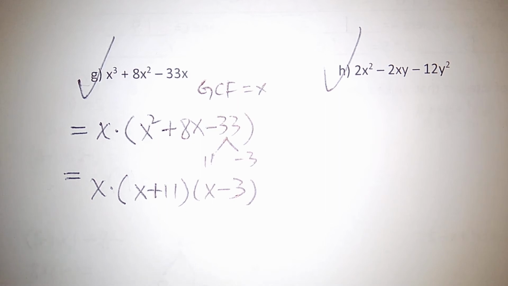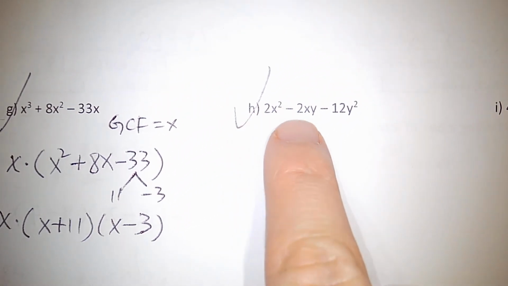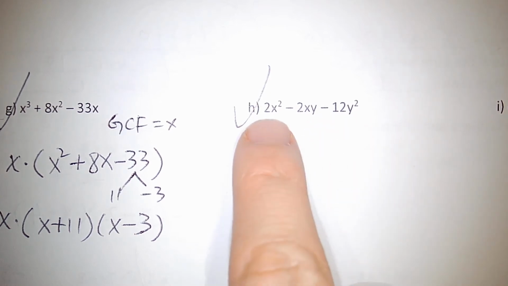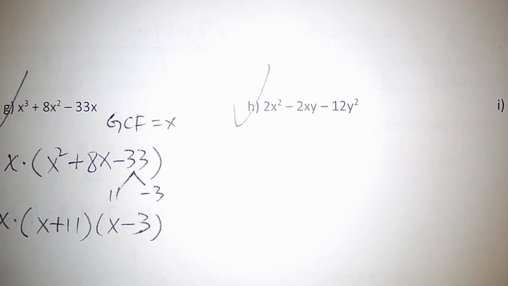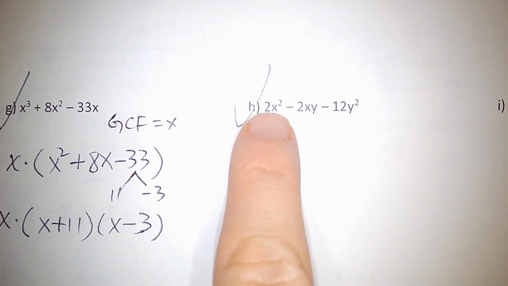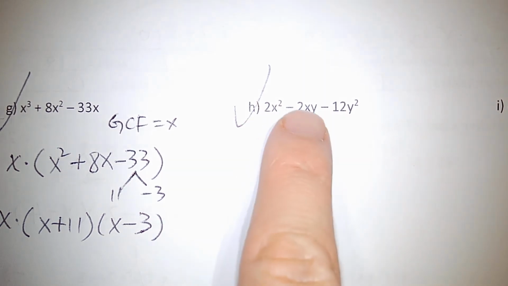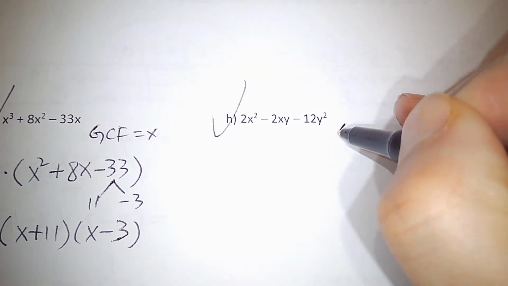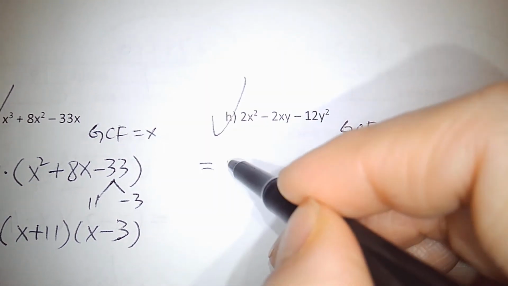Alright, question H: 2x squared minus 2xy minus 12y squared. Any greatest common factor? 2, right? The number 2 is a factor. But other than 2, does every term have an x? No. Does every term have a y? No. So the GCF is just the number 2, okay? So we factor out the 2.